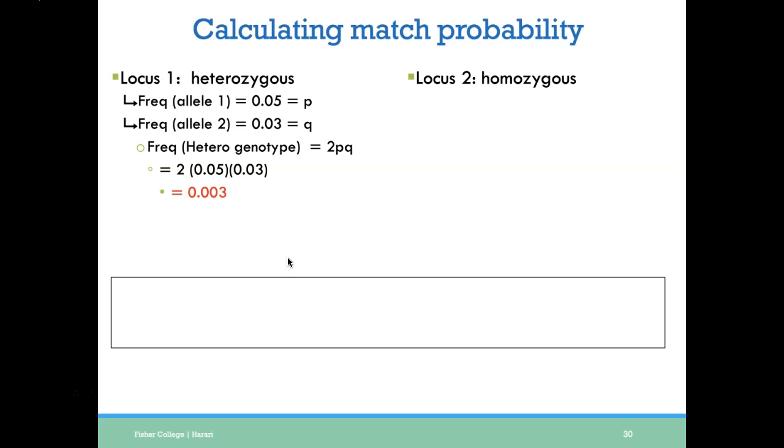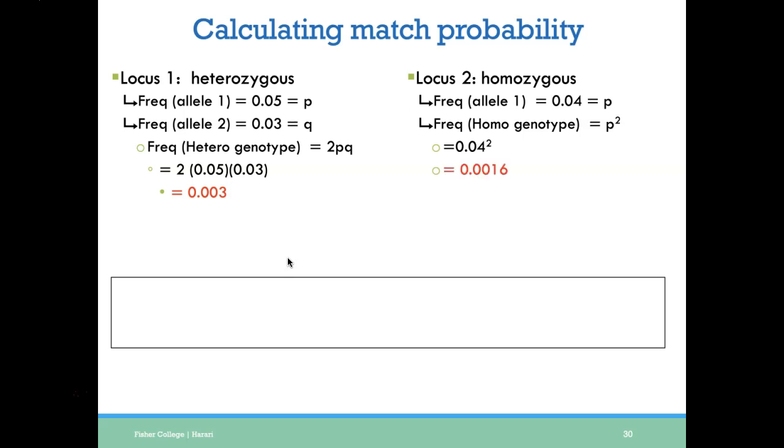Let's say for a second locus, you're a homozygote, and you know that the frequency of allele 1 is 0.04. You can look this up in a table. Therefore, the homozygous genotype frequency will be p squared, or 0.04 squared, which is equal to 0.0016.